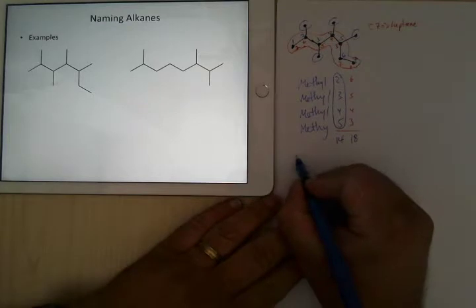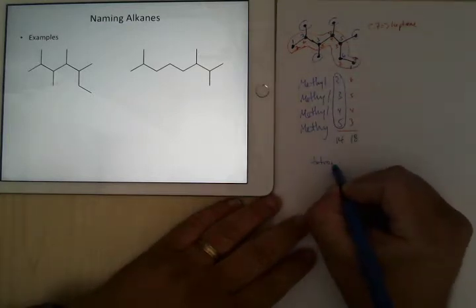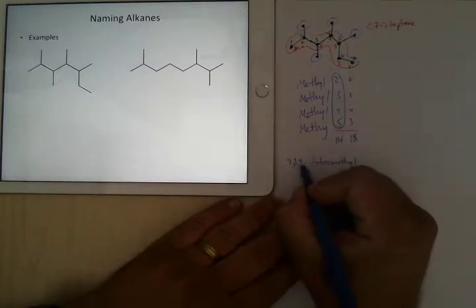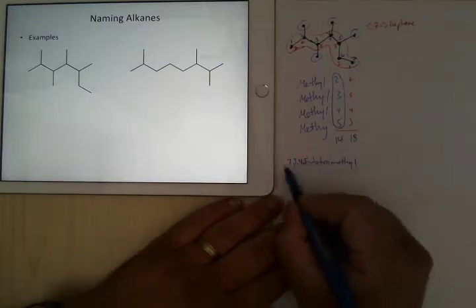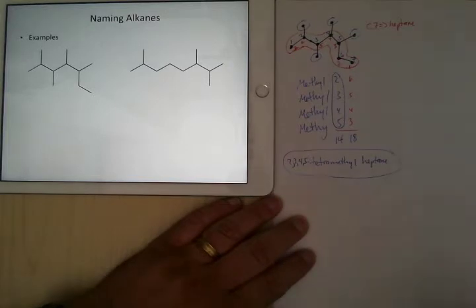So the methyls become tetramethyl, 2,3,4,5. I have a tetra, so I need 4 numbers out front. And then the main chain at the end, so heptane. Right, so there you go.